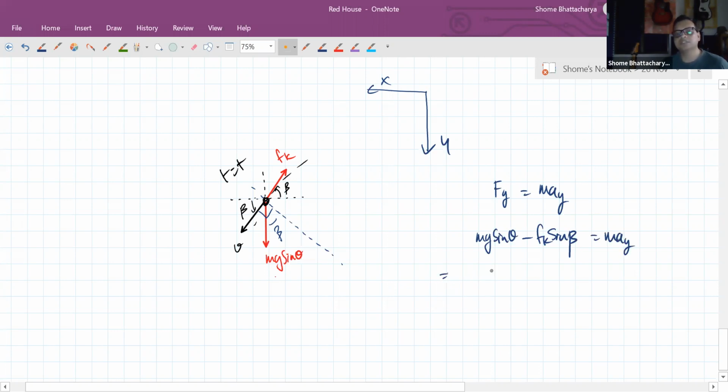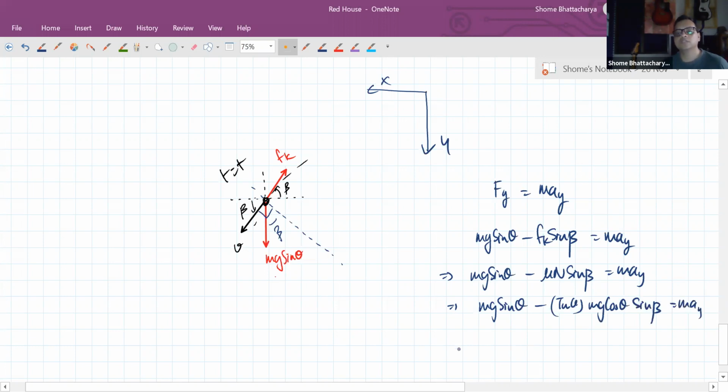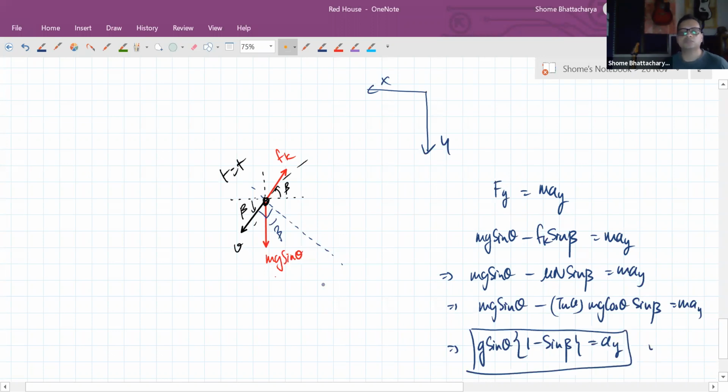So that is nothing but mg sine theta minus mu n sine beta, and we know that that is the same thing as mg sine theta, because this is tan theta into mg cos theta. Okay, so we get the very interesting result that g sine theta into 1 minus sine beta is actually the y component of acceleration. So this is something which is of great interest for us.